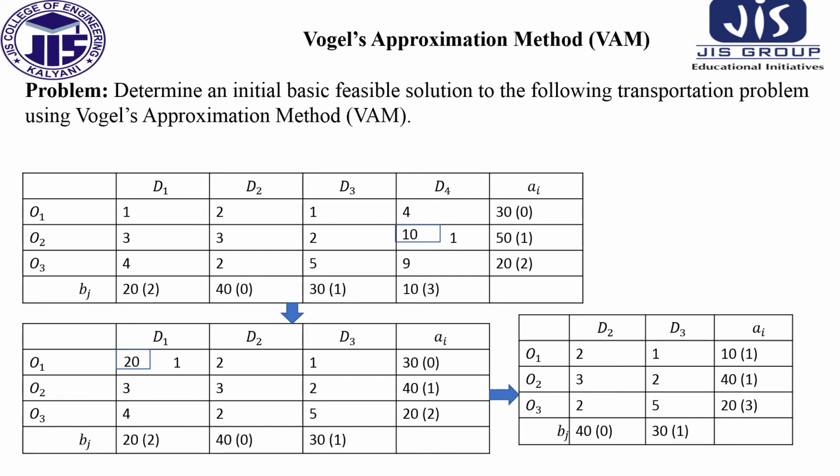So we delete the D1 column. Okay, so in this table 3 we apply the same procedure, that is for one column, one row, the minimum cost is 2 and the next minimum is 1 and the next minimum is 2. So 2 minus 1, this will be 1. So for O2 this will be 3 minus 2, 1. This is for O3, this will be 5 minus 2, this will be 3.